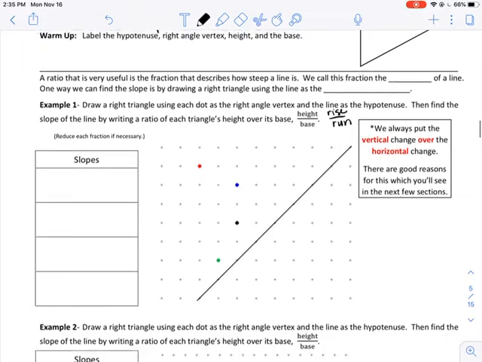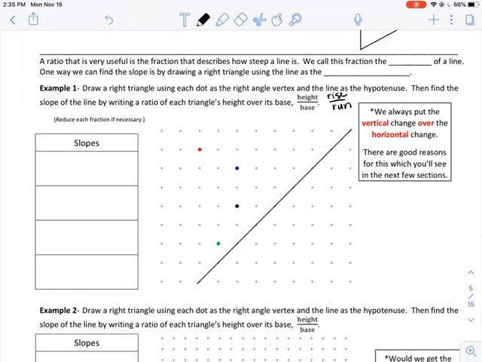Let's go ahead and use these. I'm going to read the directions because they are a little confusing. Draw a right triangle using each dot as the right angle vertex. So that the vertex is a point, just a corner of a polygon, and then the right angle is the right angle of the triangle, and the line is the hypotenuse, which is just the side away from the right angle. Then find the slope of the line by writing a ratio of each triangle's height, how it goes up and down, over its base, how it goes left and right.